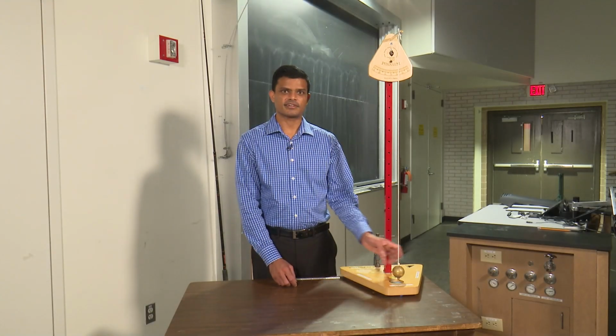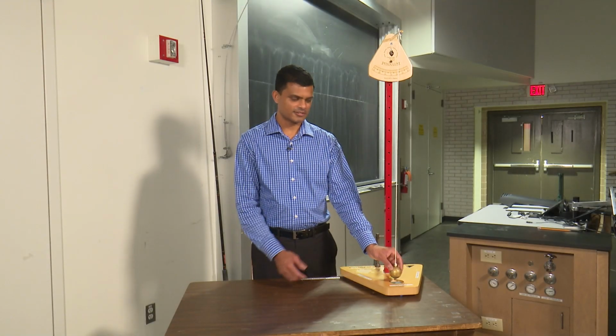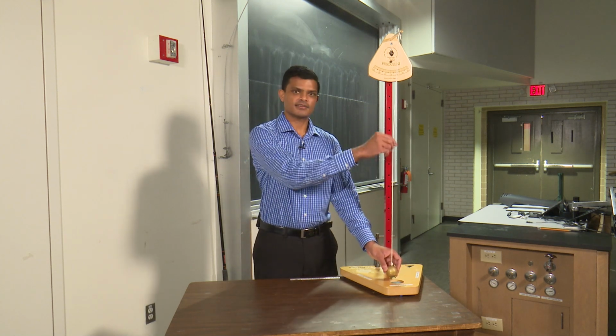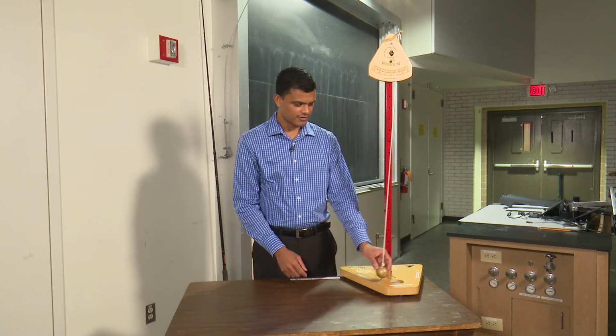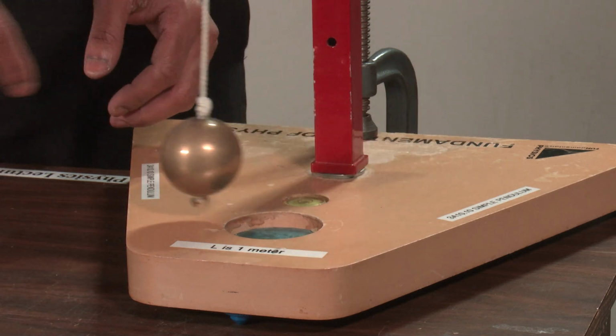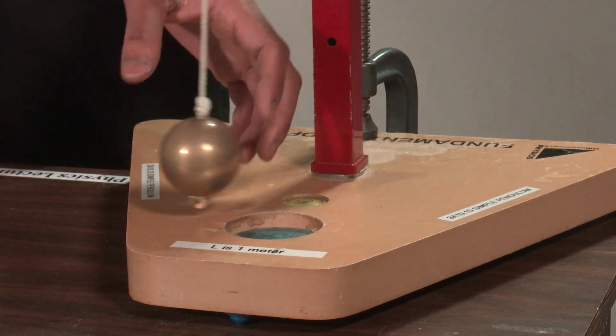In this demo, we're going to look at a pendulum undergoing simple harmonic motion. So here's this mass that's connected by this string here. If we pull on this mass and let go, it will swing back and forth in a simple harmonic fashion.